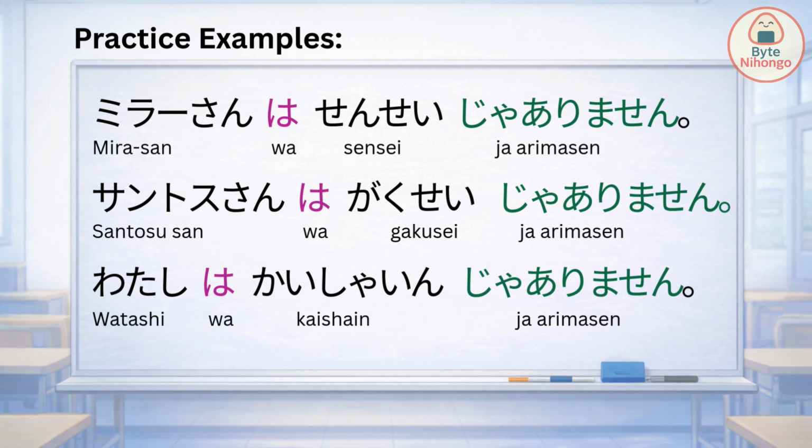Now here are more sentences for practice. Try to understand them by yourself. ミラーさんは先生じゃありません。サントスさんは学生じゃありません。私は会社員じゃありません。 Take a moment and think about their meanings.